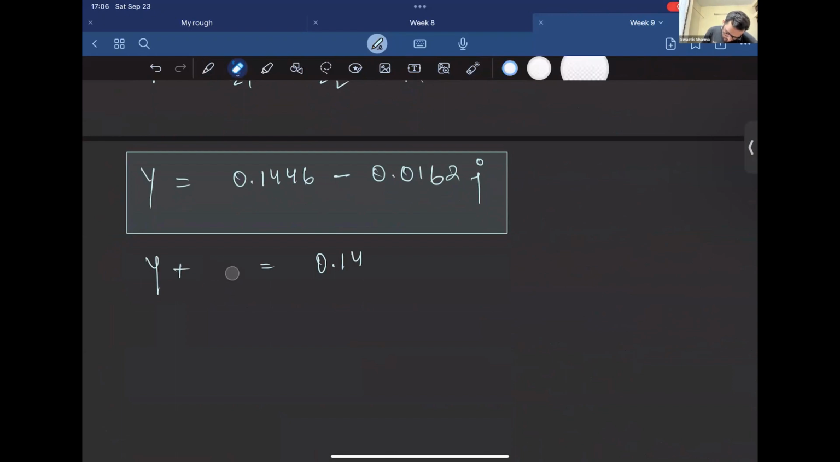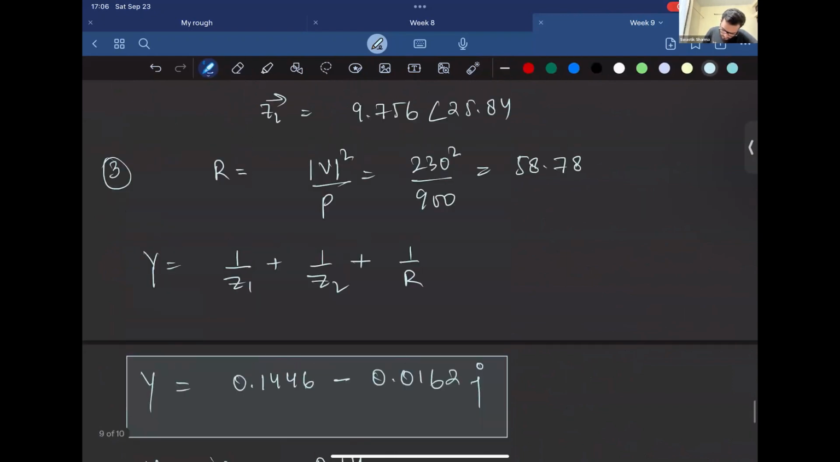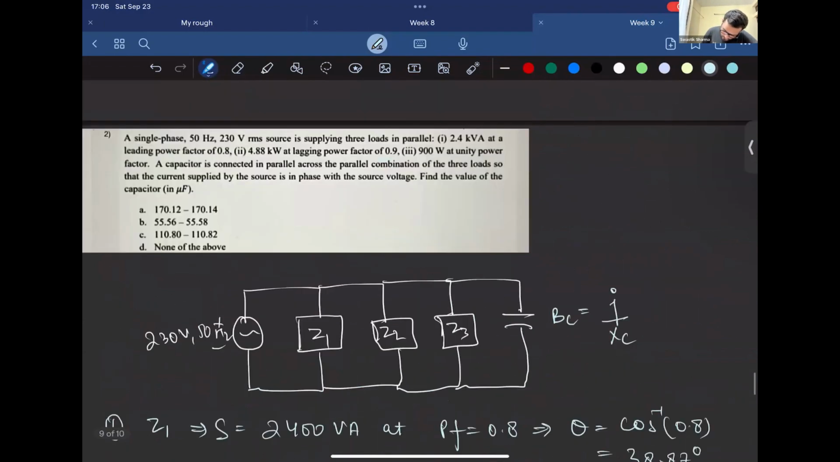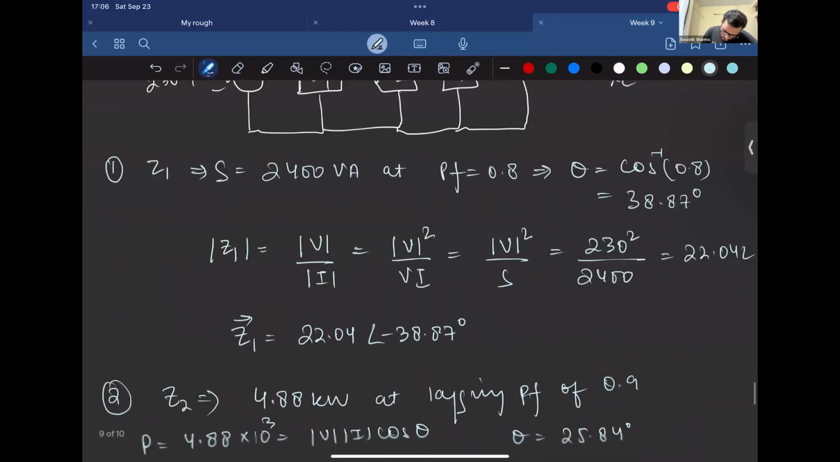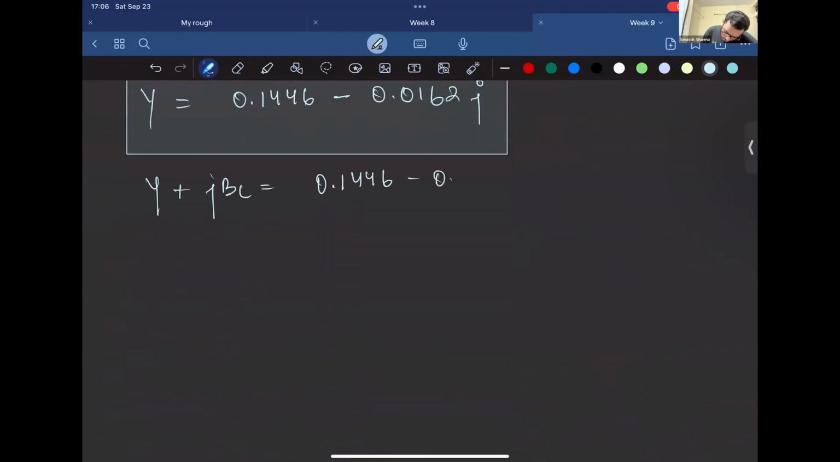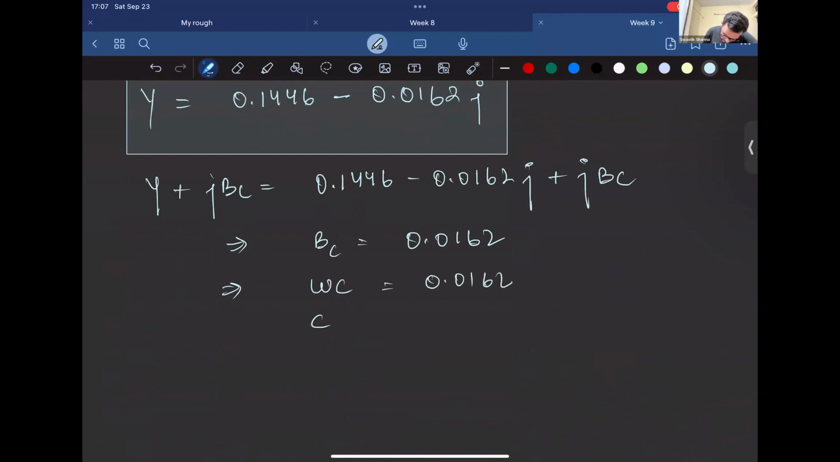0.14. Sorry. So 0.1146 minus 0.0162 j plus j. So the susceptance of that capacitor is equal to 0.0162, which means omega C is 0.0162. C is 0.0162 divided by omega. What is the value of omega? 2 pi f, right? f is 50. So it will come out to be 100 pi.